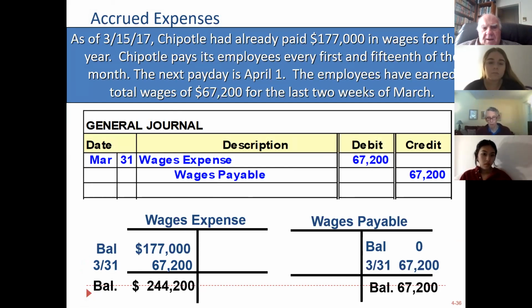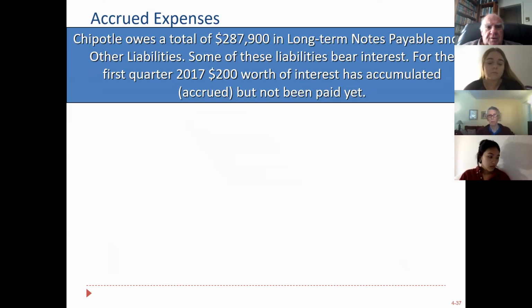You earned that money during March. And it was during March that the company earned revenues. We have now matched this expense with this revenue. Okay? Accrued expenses.